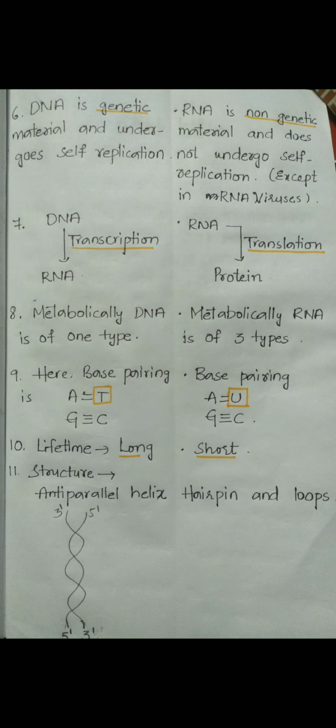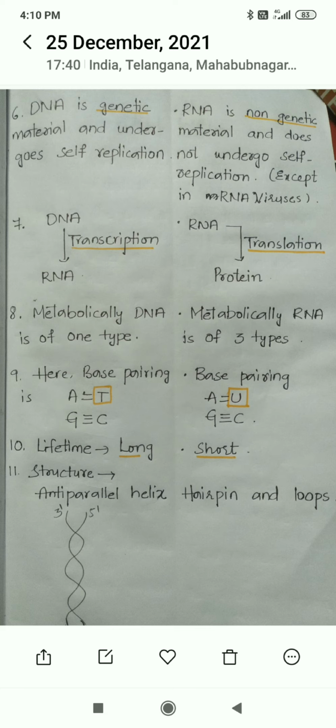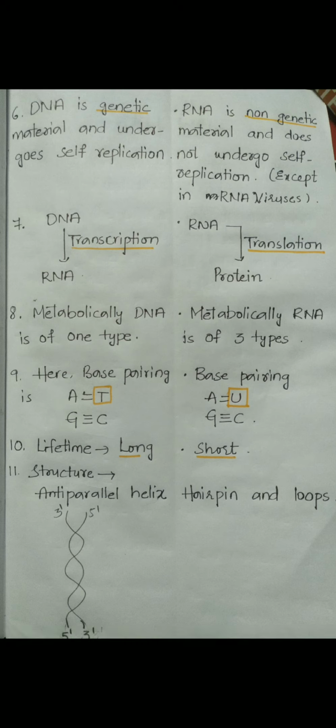Usually, in every cell, like in human beings and animals, DNA is genetic material. It will undergo self-replication, but RNA is non-genetic material and it does not undergo any self-replication except in case of RNA viruses. In viruses, RNA is the genetic material. There it might undergo self-replication, but not in other organisms.